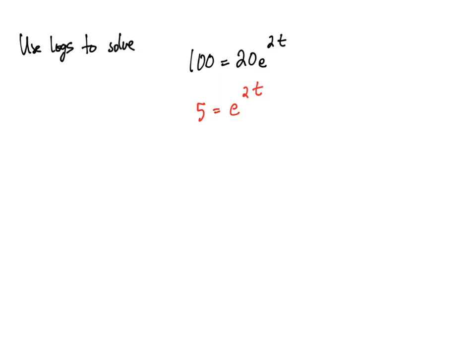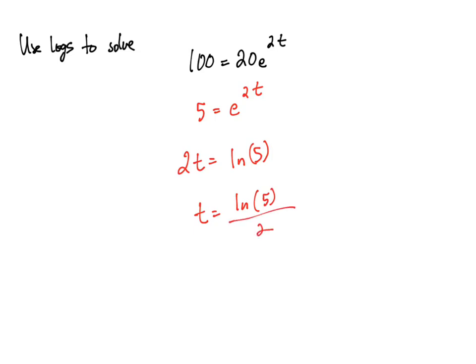Okay, so now we have the exponential expression isolated. So let's convert this to a logarithm. Logs equal exponents, so the exponent is going to be by itself. The base is e, so we use ln of 5. So t is equal to ln of 5 all over 2.